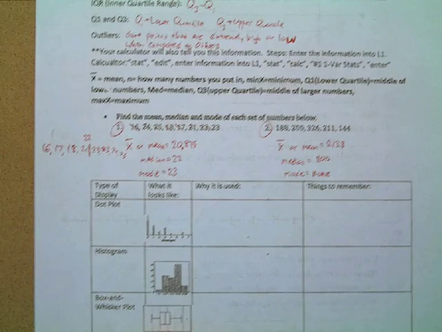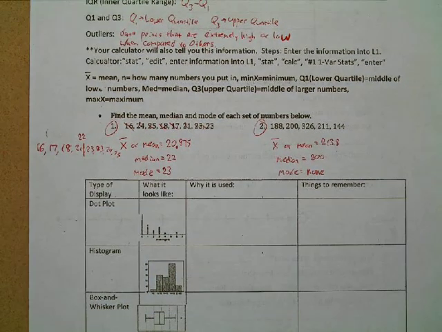And then there's our mean, median, and mode there for number 2. Mode for number 2, none. There isn't one. None of them repeat. The median is 200, and the mean there is 213.8. Okay.